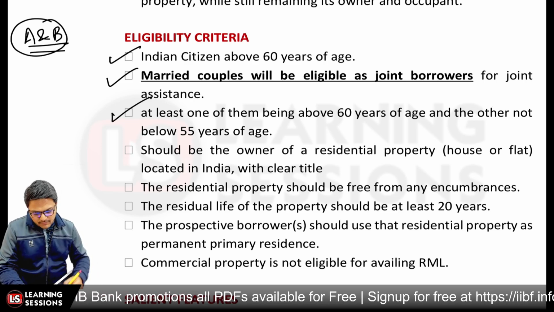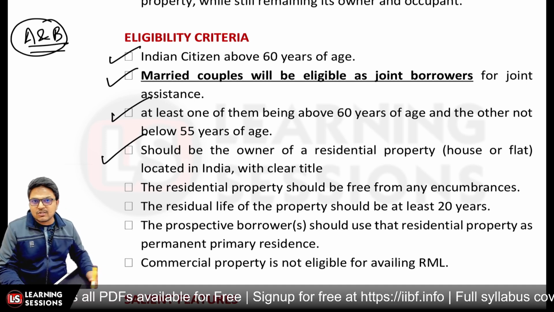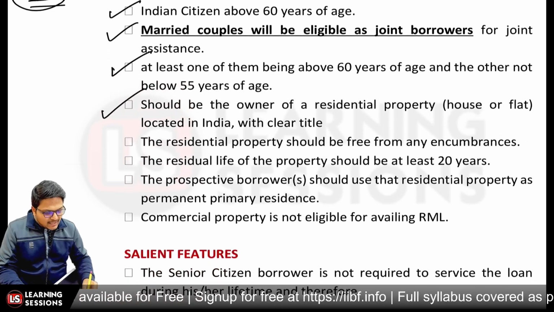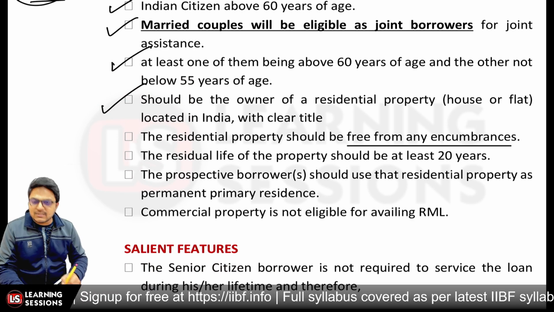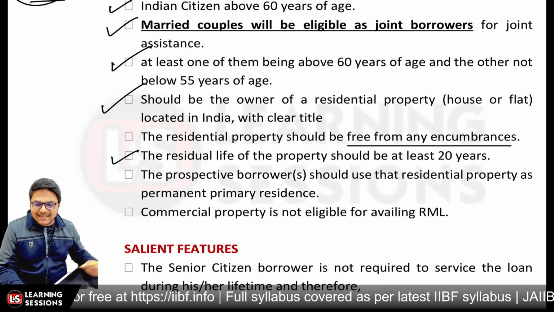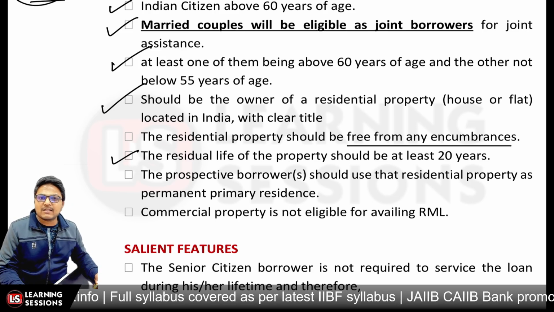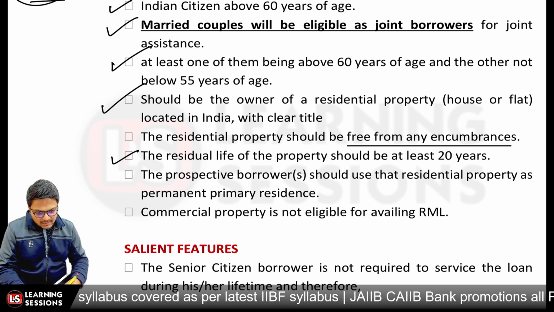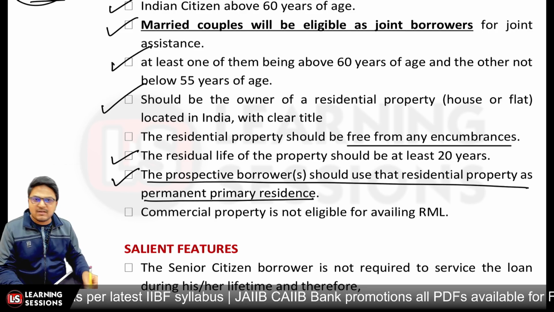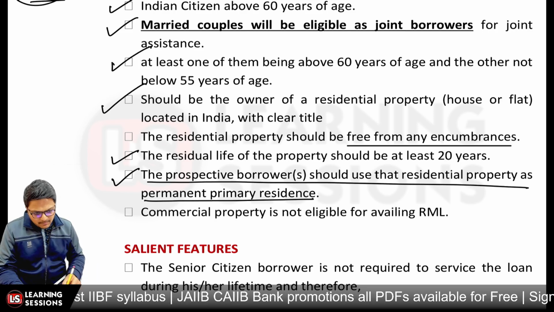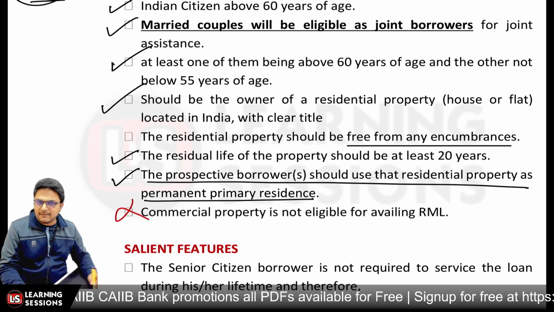And further they must be owner of a residential property located in India with a clear title, and the residential property must be free from any kind of encumbrances, that is, it should not have any charge upon it. And further the residual life of the property should be at least 20 years. The prospective borrower should use the residential property as a permanent, primary residence where they have been residing. Commercial property is not eligible for RML loans, right?